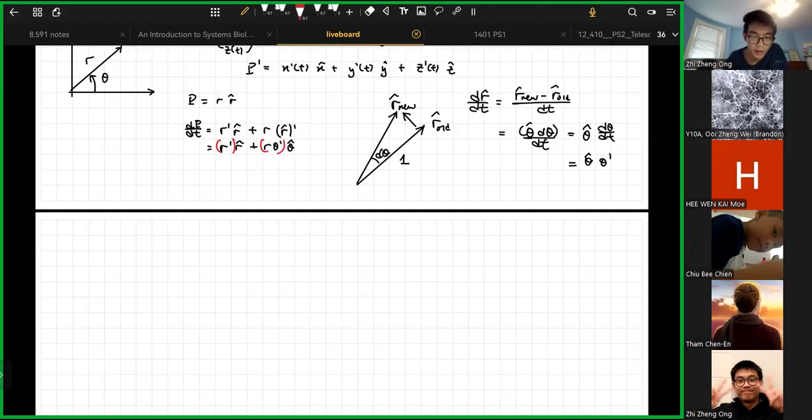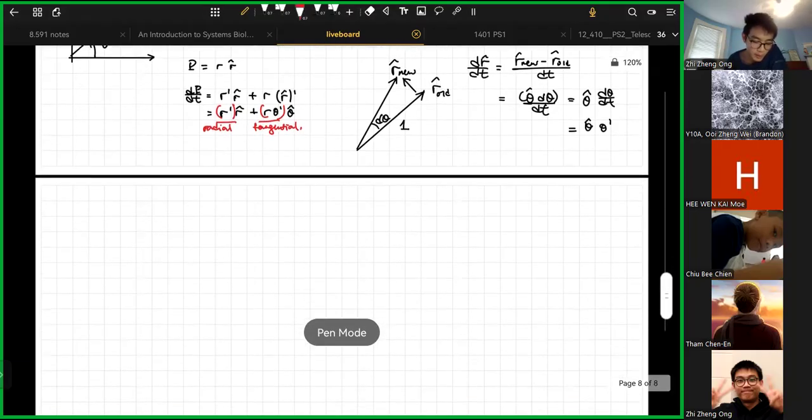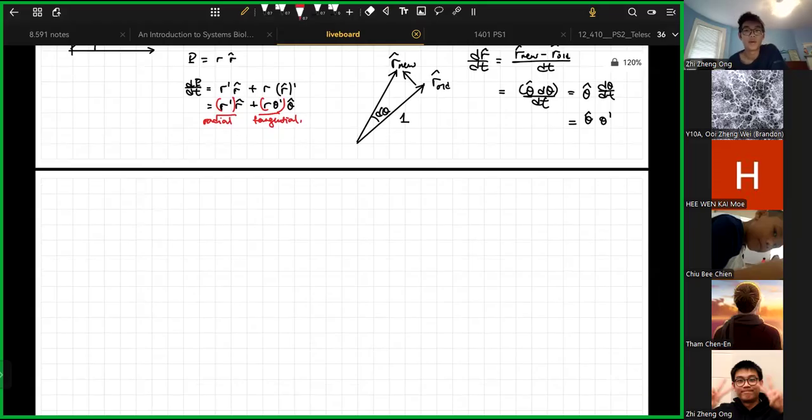Right, so this is what we call the tangential and radial velocity. This component here is the radial velocity, and this component here is the tangential velocity. So you can see that right from the definition of a polar coordinate. Okay, what about acceleration? So we can go one step further and talk about acceleration.